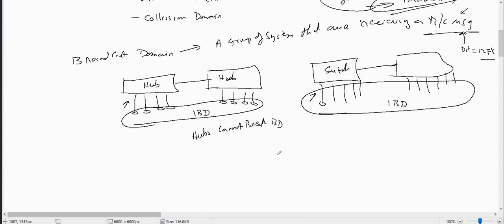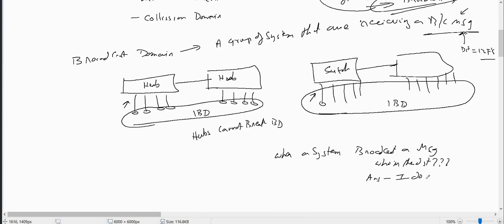I'm repeating the question again. When a system broadcasts a message, who is the destination? And the answer is, I don't know. I cannot answer that question really. When I said a system is broadcasting, all that I am saying is the system is sending it to everybody. That's all I can say. I cannot say who the destination is.